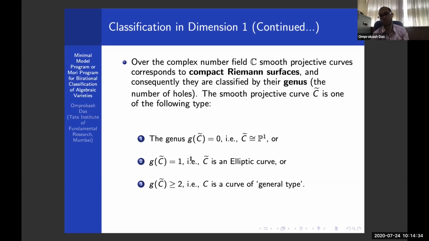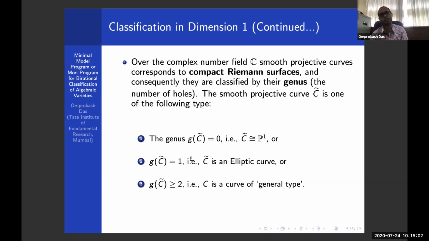If the genus of C tilde equals 1, and you look at all these equivalence classes, in each of those classes the minimal model is an elliptic curve, but they could be non-isomorphic, non-birational elliptic curves. Keep in mind that for smooth projective curves, they are birational if and only if they're isomorphic. So birationality is the same as isomorphism in the case of curves. The point is that we know explicitly what the minimal models look like.